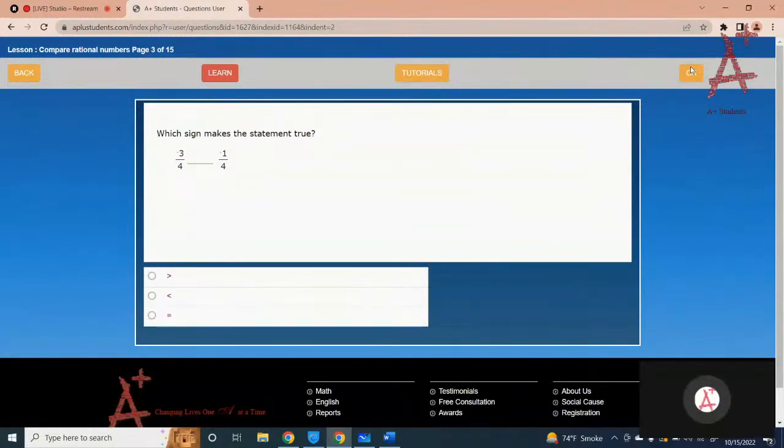Okay, negative 3 by 4 and negative 1 by 4. Both of them have the same denominator, but negative 3 is far from negative 1 on the number line. Got it? So negative 3 by 4 is less than negative 1 by 4. Got it? So select the correct option and click on the OK button.